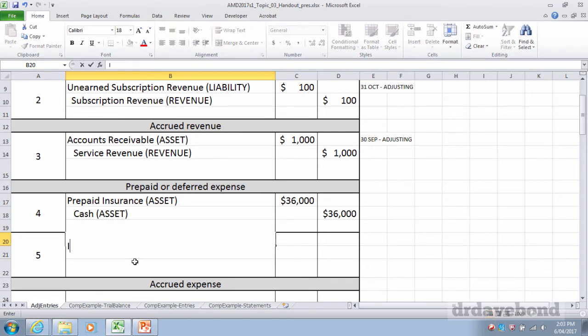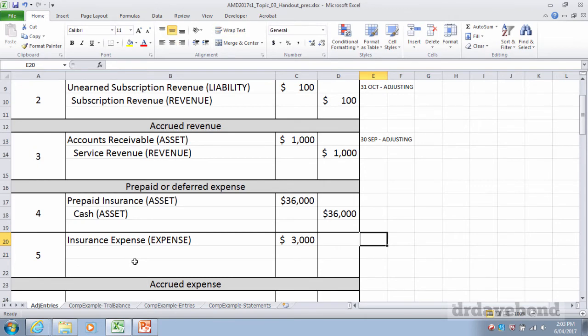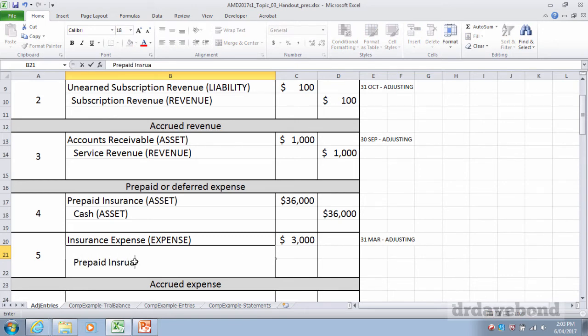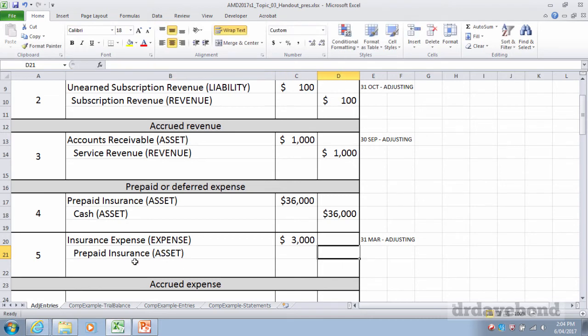When we use it up at the end of the month and when the adjustment takes place, because you've used up, that's for 12 months, you've used up 1 month of it, so that's 3,000. So that is on the 31st of March. That's the adjusting entry. And this is a prepaid insurance asset. And that's the asset reducing because now you've consumed 1 month of the 12, you only have 11 months of insurance left. So that is prepaid expenses.